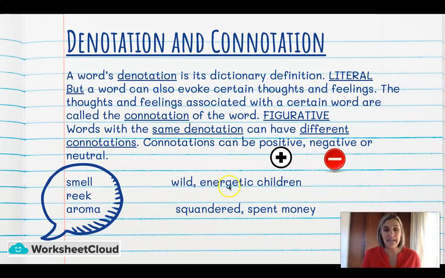Let's look at squandered or spent money. Now, squandered is the negative connotation because it's almost like you were wasteful in spending your money. And spent, it doesn't really tell us whether you were wasteful or whether you were wise. And so that one can have a neutral connotation. You just spent your money, but we don't know how. I hope you're getting it.